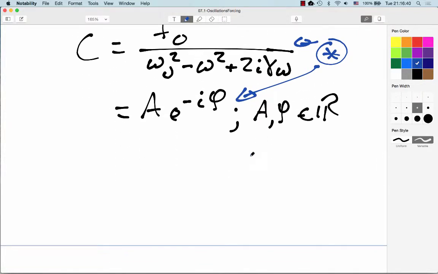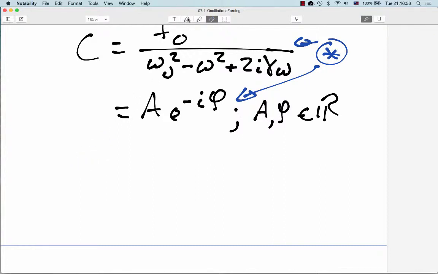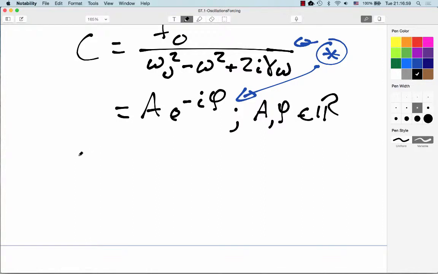Alright, so that gives us some demands. Namely, if I multiply c by its complex conjugate, so c squared, whoops, so c squared, well, e to the minus i phi times its complex conjugate e to the plus i phi is just unity. C squared, which is c star c, has to equal A squared.